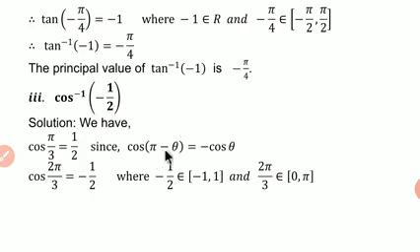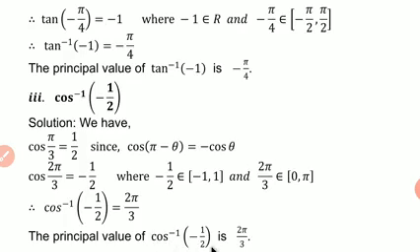And so here we get cos of pi minus pi by 3, meaning 2 pi by 3, is equal to minus half. Where this minus half belongs to the closed interval minus 1 to plus 1, and this 2 pi by 3 belongs to the closed interval 0 to pi. And therefore, we get cos inverse of minus 1 upon 2 is equal to 2 pi by 3. And therefore, the principal value of cos inverse of minus 1 upon 2 is 2 pi by 3.